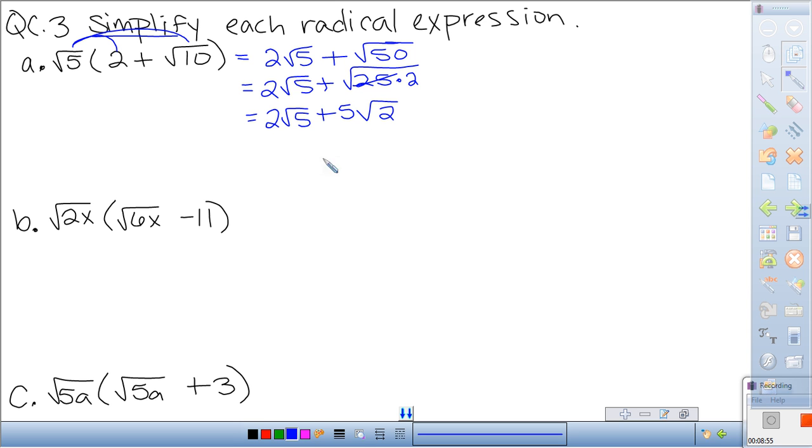Can I combine these together? Well, again, do we have like radicands? No, we do not. The square root of 5 and the square root of 2 are not the same, so there's nothing else we can do. It is in simplest form.